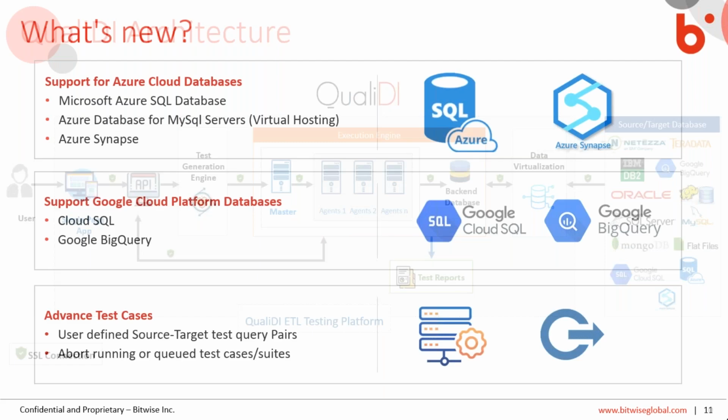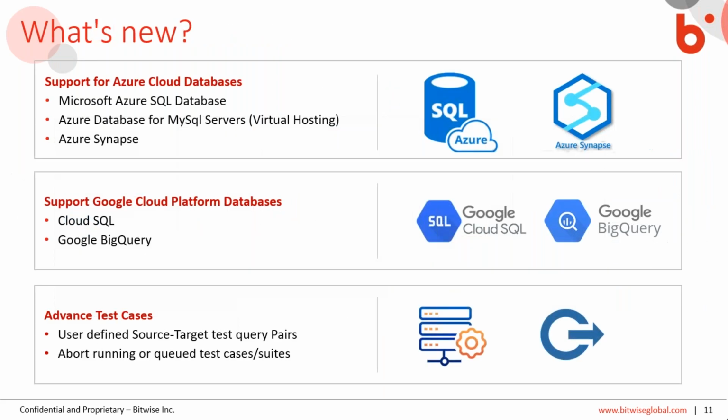Now the good news is QualiDI is introducing support for Azure Cloud databases as well as Google Cloud Platform databases. We keep on introducing advanced features gradually in our roadmap, highly influenced by our customers, and hence we have introduced a feature wherein a user can add source target query pairs directly into QualiDI.